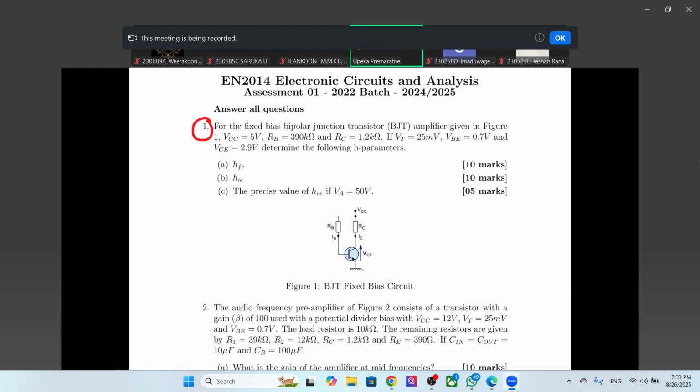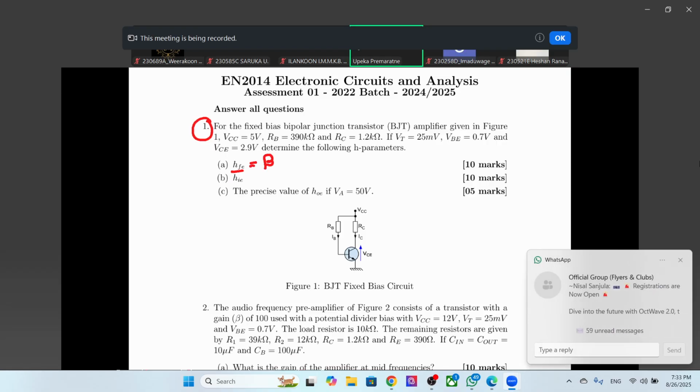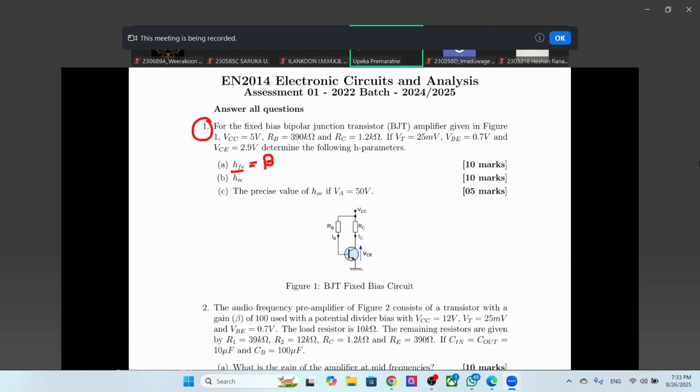Here, HFE, remember, is beta. I haven't done hybrid parameters this year because, as I mentioned, it's a somewhat obsolete method. HIE is another term for R pi, or in other words, beta times RE. So here we will calculate RE. For anybody who is not familiar with the calculation of RE, we will do it in this example.